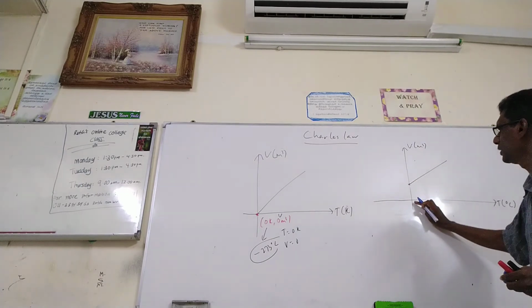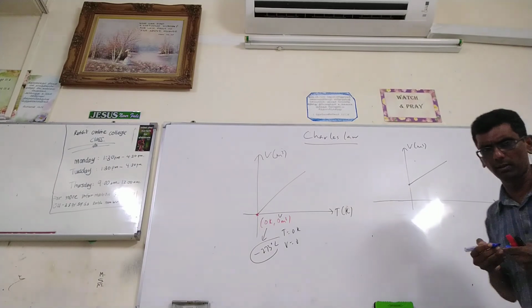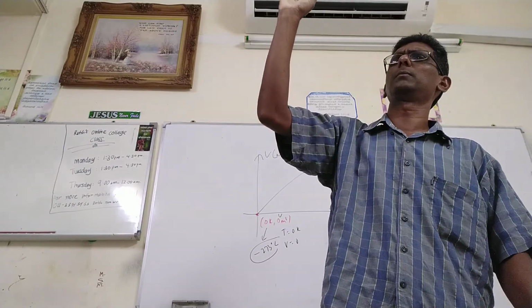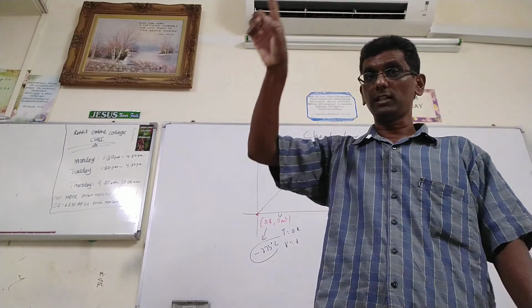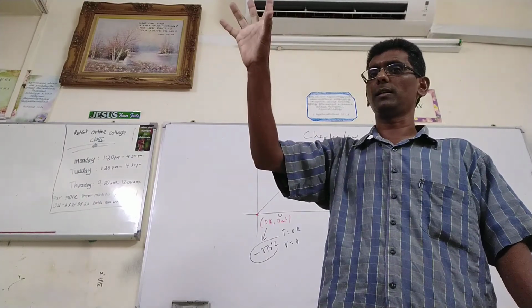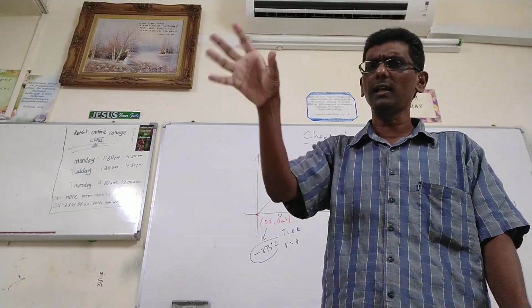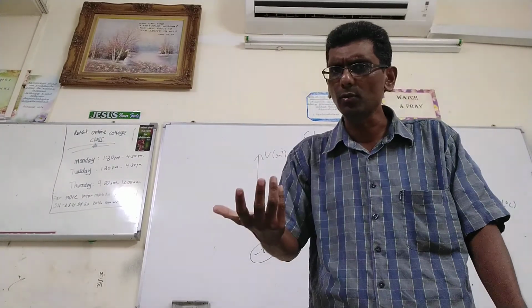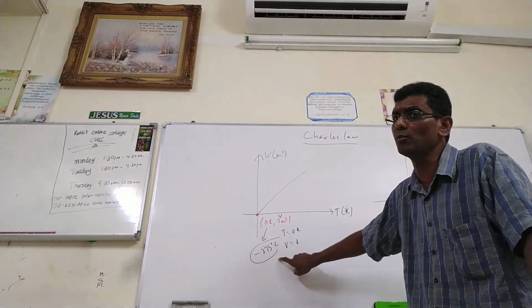At this point, the temperature is 0 degrees Celsius, and there is a volume. For example, in the freezer, you put some chicken or mutton, and the freezer temperature is 0 degrees Celsius. That doesn't mean there's no volume. There's air inside the freezer at 0 degrees Celsius, so the volume is not 0. Volume is 0 only at 0 Kelvin or negative 273.